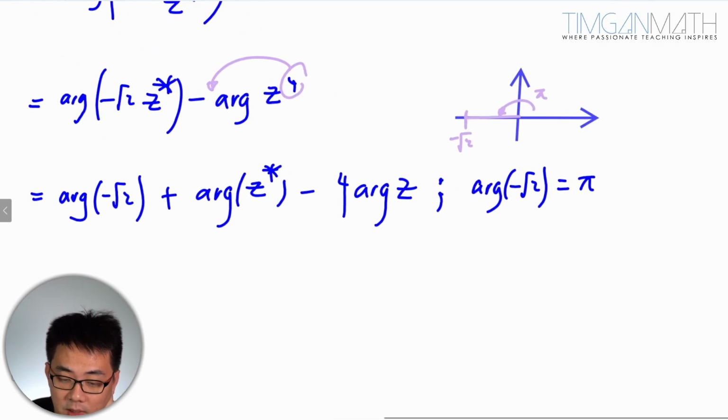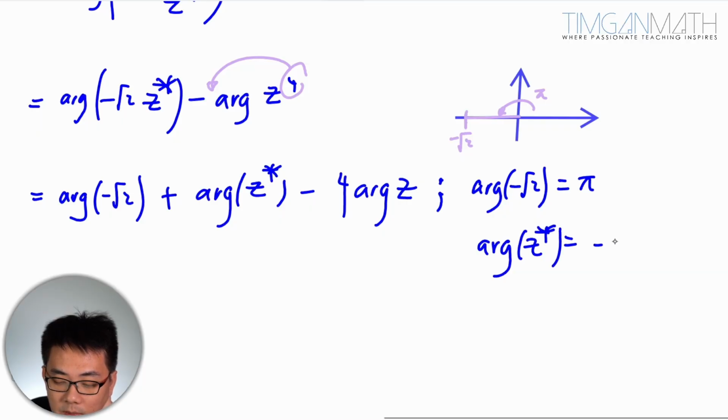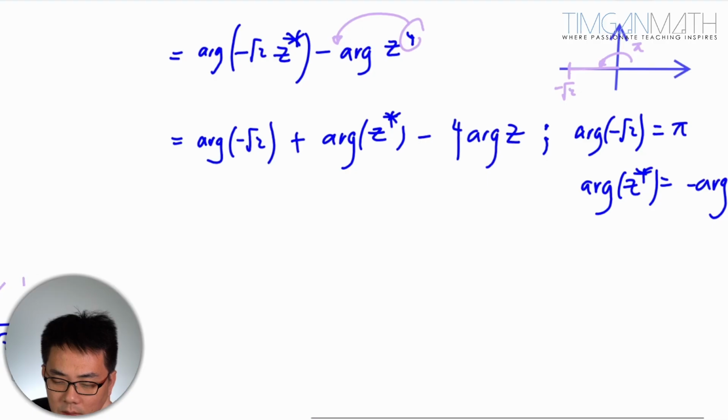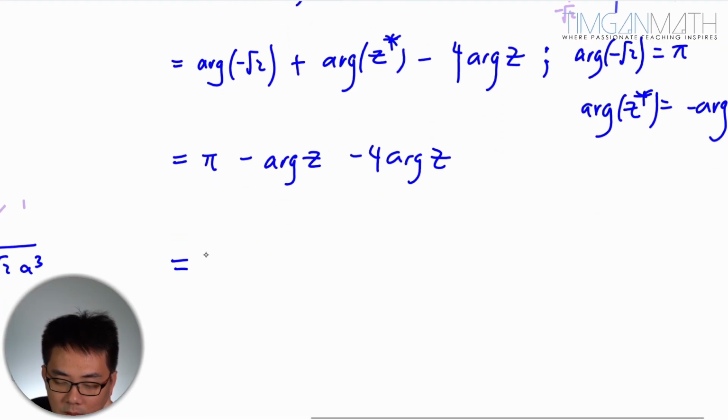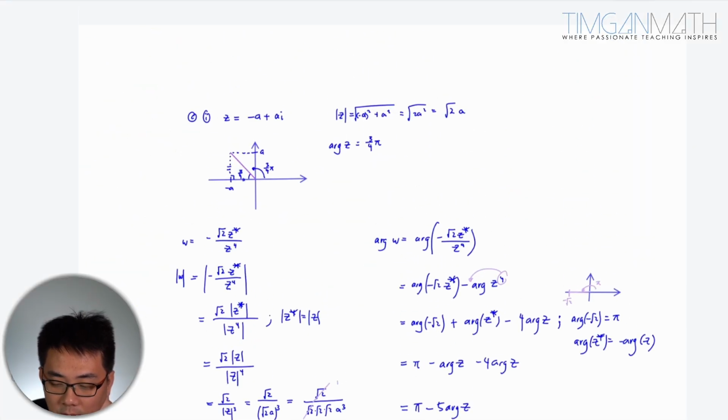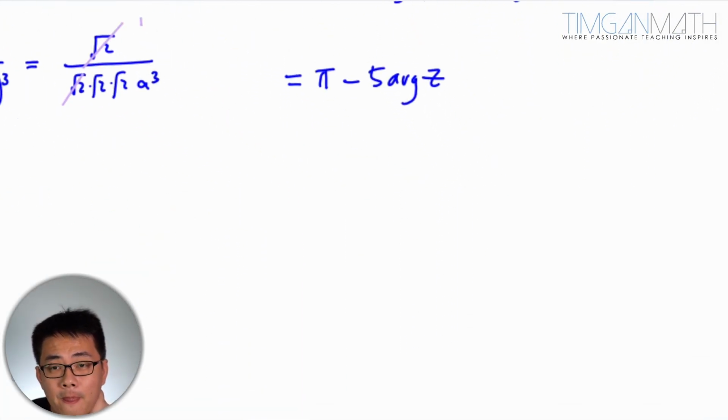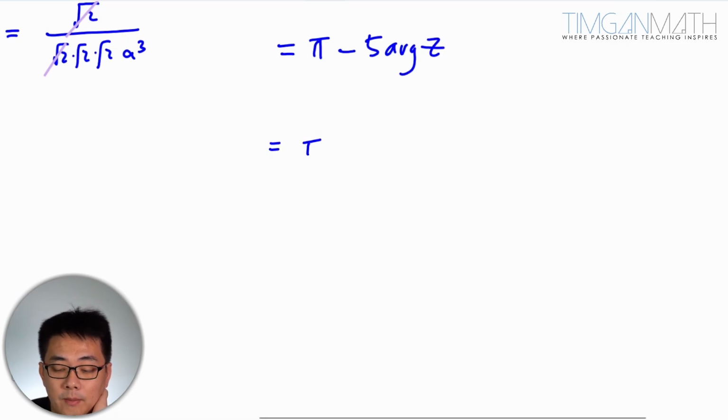After which, the other one, which is the argument of Z conjugate, is actually negative argument Z, which we already know as well. So this is the one which you need to take. This is pi, and this is argument Z. This is minus 4 argument Z. There you go. So once done, this will just be pi minus 5 argument Z. And we have argument Z just now, which is 3/4 pi. So pi minus 5 times 3/4 pi.